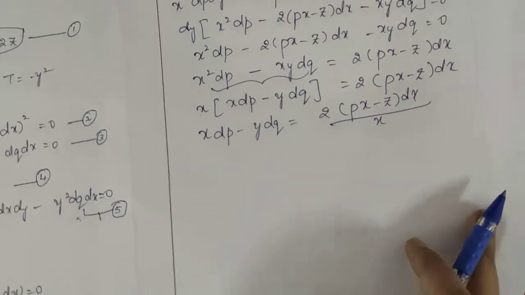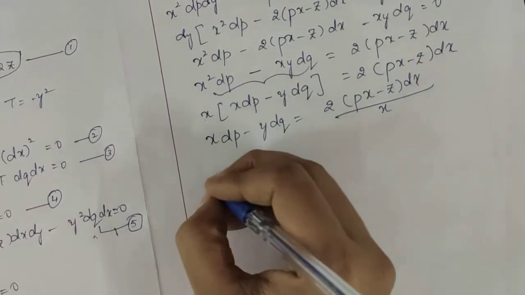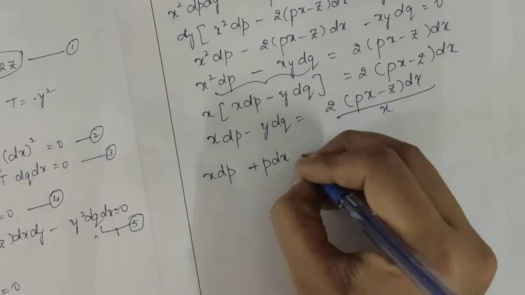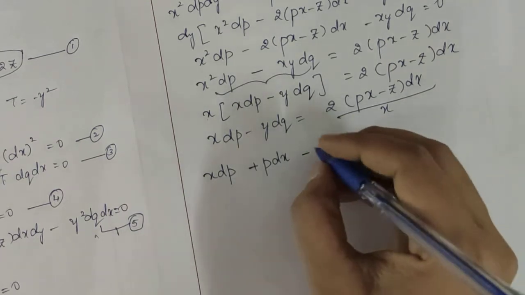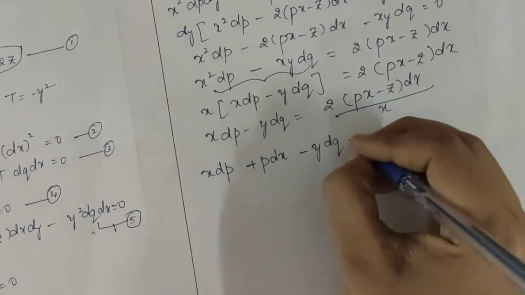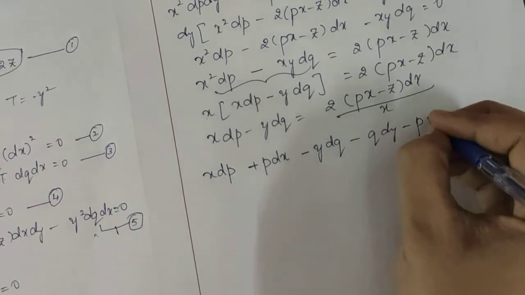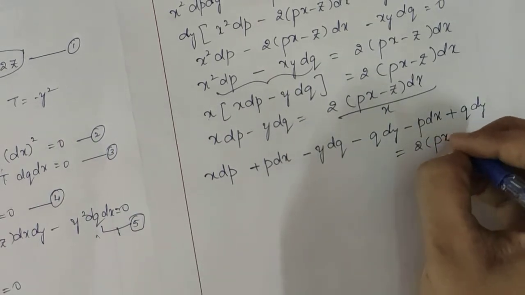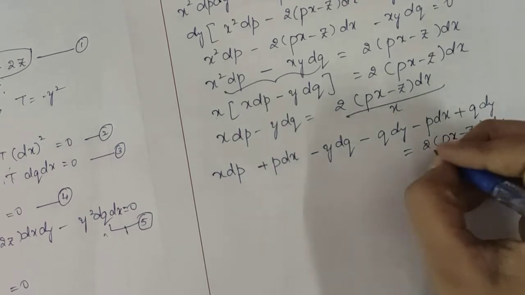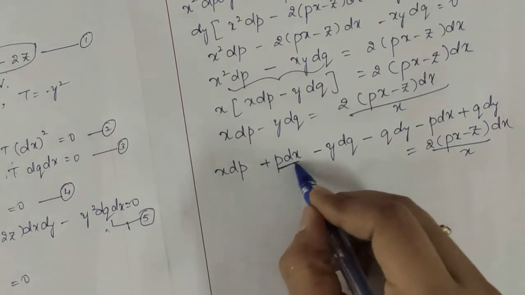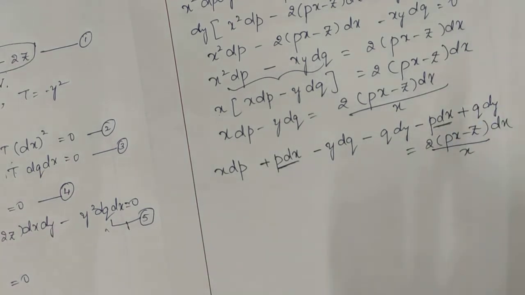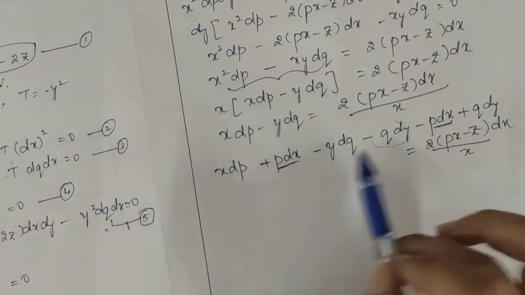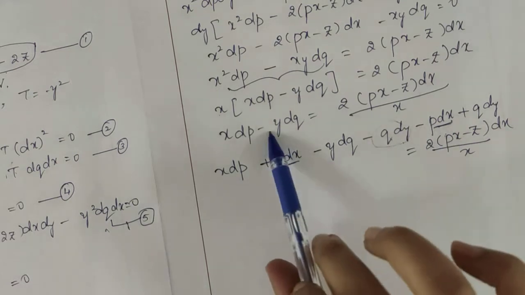So to make the simplification easier, what we will do in the next step is I will add and subtract p dx and I will add and subtract q dy to this equation. Okay, x dp minus p dx plus p dx, minus y dq minus q dy plus q dy is equal to 2 times of (px minus z) into dx whole divided by x. You can observe here I have just added p dx and subtracted p dx. Again we have added and subtracted q dy to this equation. This makes no difference to this, right?